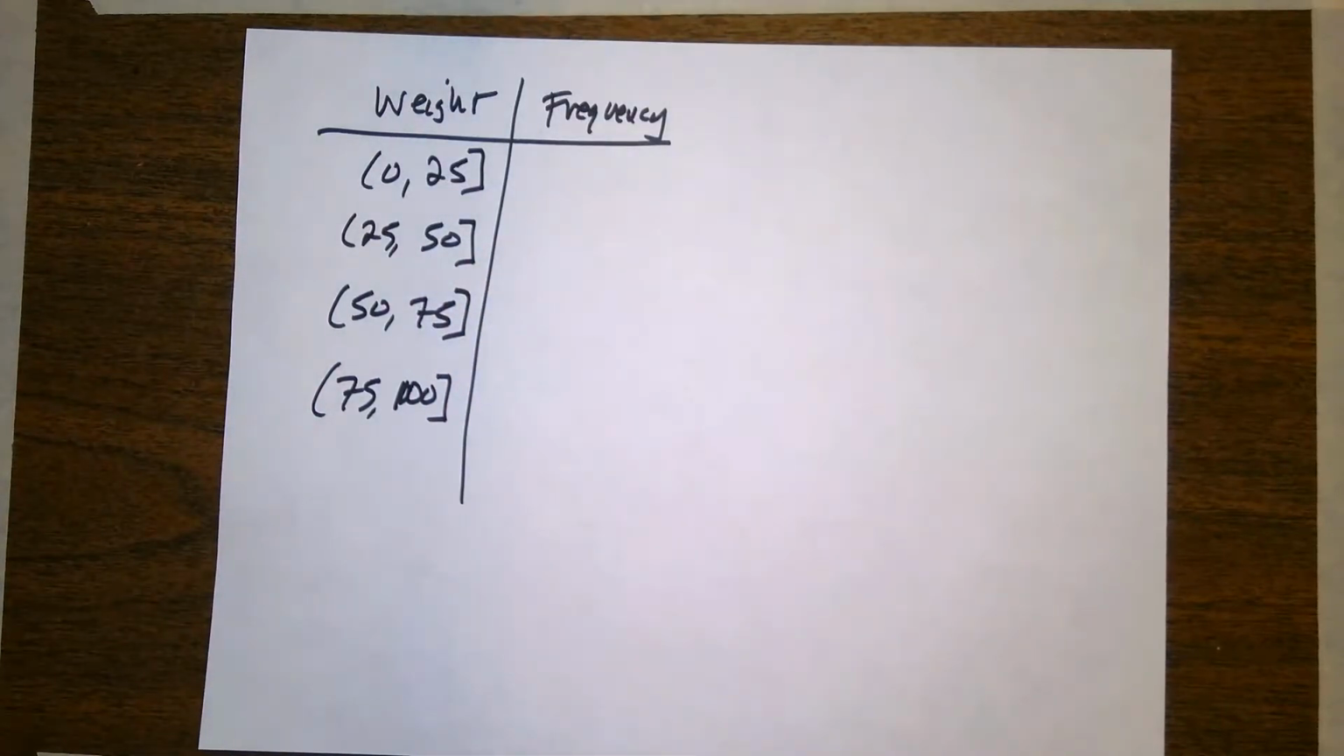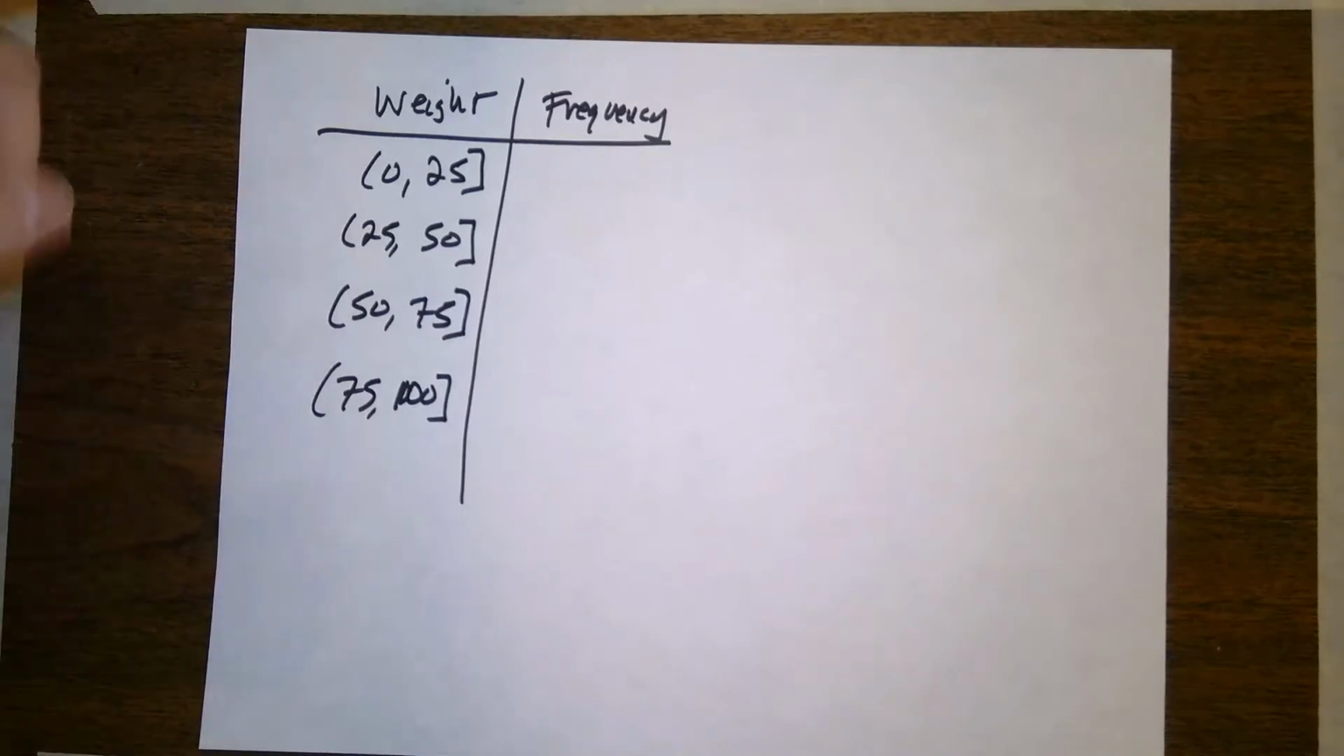Is my weight data discrete or is it continuous? Well, I've got fish throughout here. I've got fish that can be any number from 0 to 100. So this would be continuous data. We're creating it in tables where we've got a specific range, though.